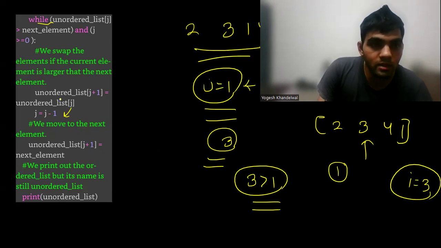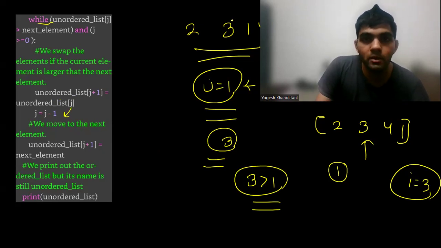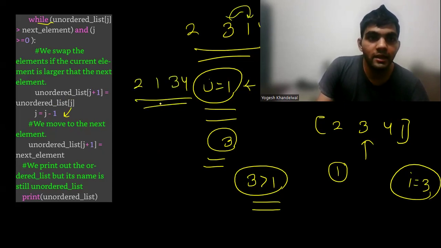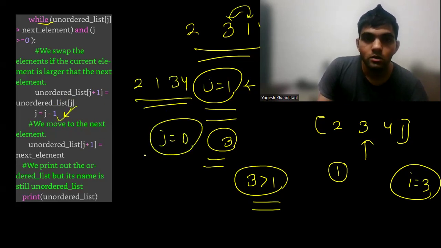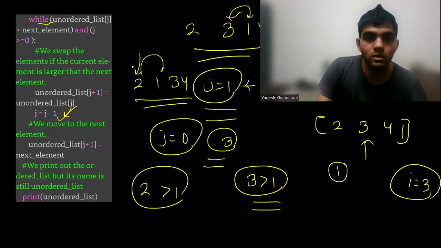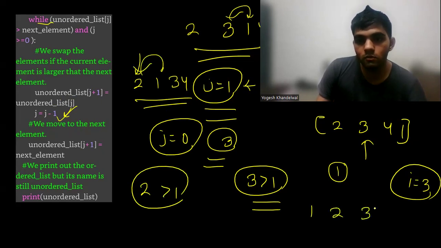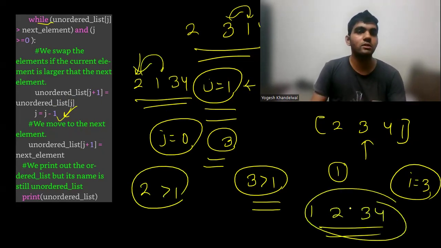Then we will do this. Then we again do swapping. So by doing the whole process, it will become like this. Then again j will decrease by 1. So now j will become 0, and again this element is greater than 1. So again this 2 will swap. So this will become 1 2 3 4. So this way this code is working.